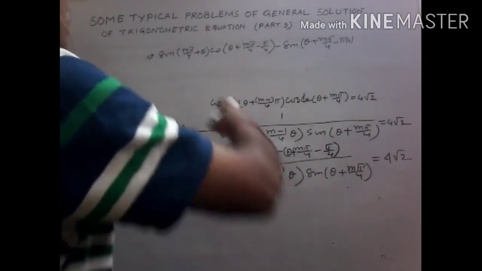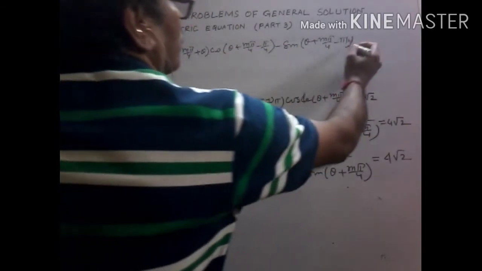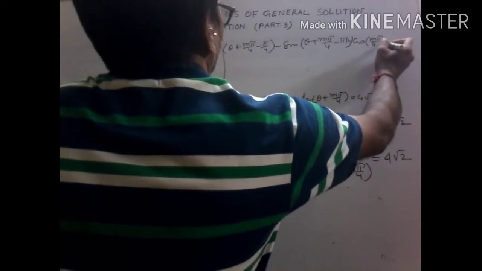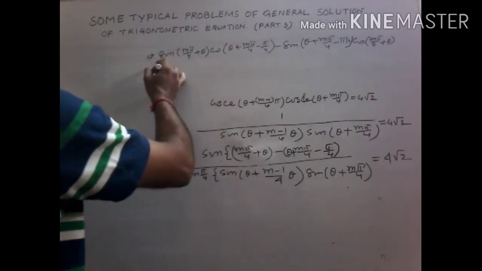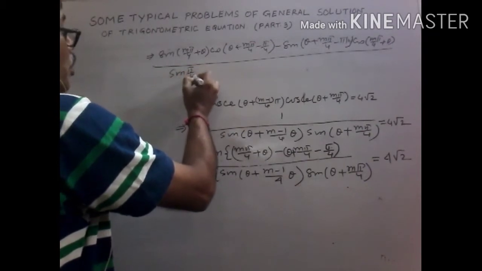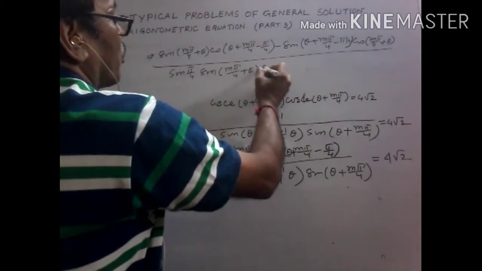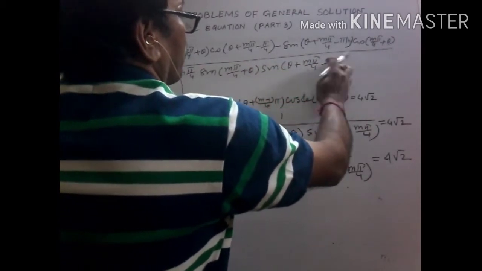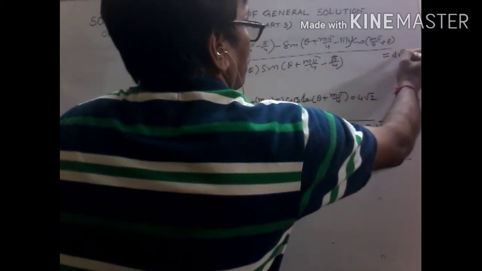So sin(A − B) = sin A cos B − cos A sin B. This is cot(mπ/4 + θ) ... divided by sin(π/4), then sin((mπ/4 + θ) − (mπ/4 − π/4))... equals 4√2.